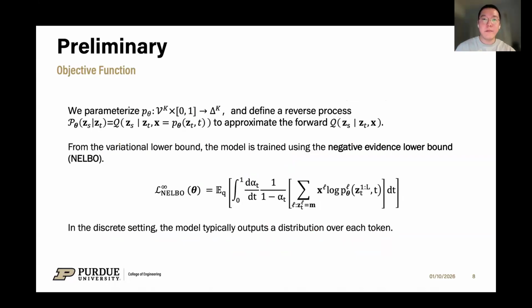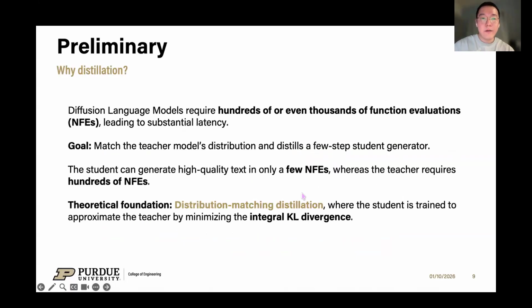Okay, so now let's look at how we actually train the neural network. This is similar to continuous diffusion. We train this with the negative evidence lower bound, just like this one. Okay, so I think at this point we can train the diffusion language model, but there is still an obvious bottleneck here, which is why we care about distillation.